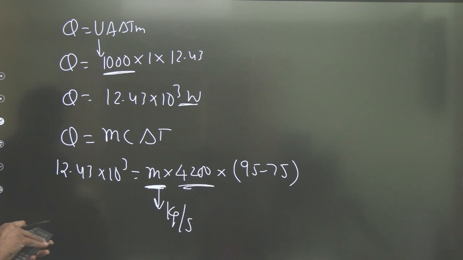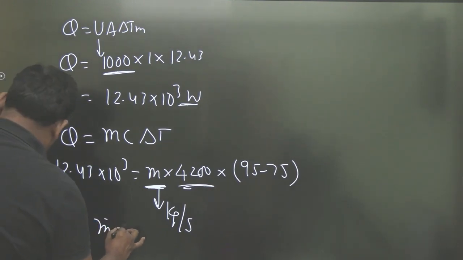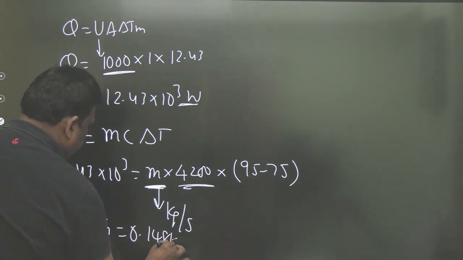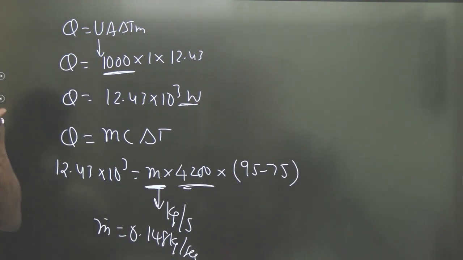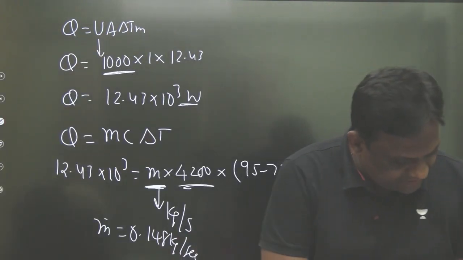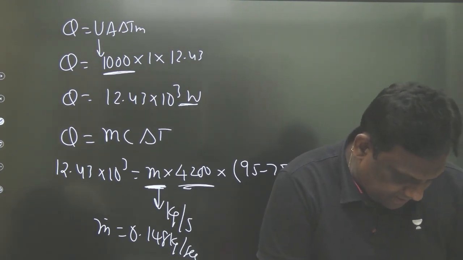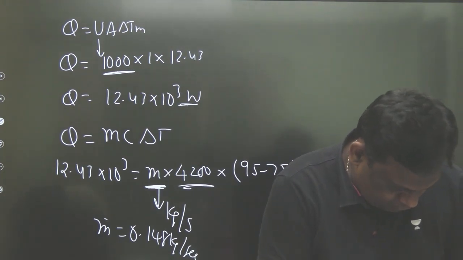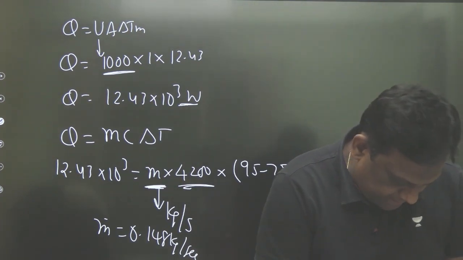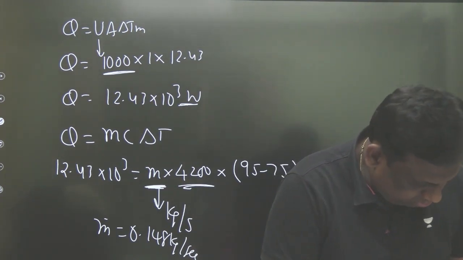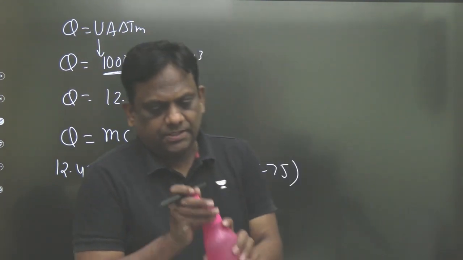Let me check. 12.43 divided by 4200 divided by 20, and I'm getting the mass flow rate as 0.148 kilogram per second. Let me check whether it is right or wrong. 0.148, it seems right. Yes, it is correct.